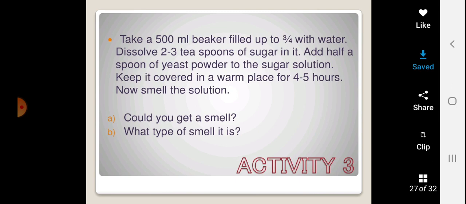Now smell the solution. Could you get some smell? What type of smell is it? Yes, we will find some smell because this yeast has converted the sugar solution into a sort of alcohol. In short, I can say that here yeast is performing fermentation. So, the sweet smell of sugar might convert into the sour smell of alcohol.